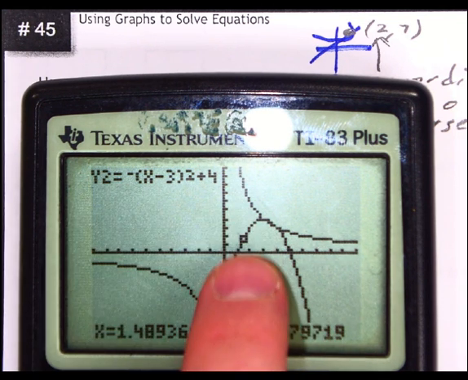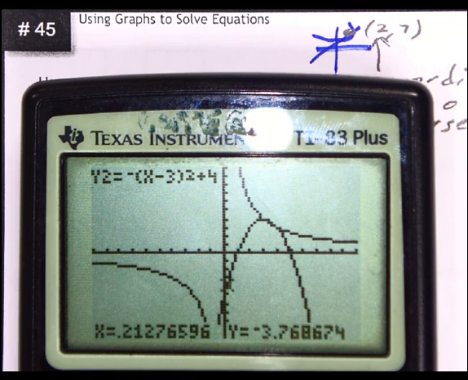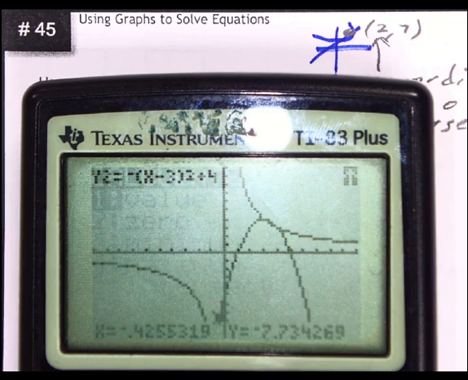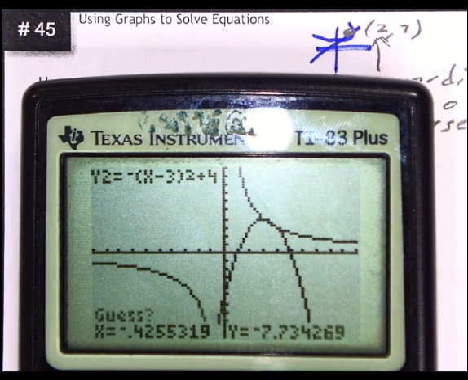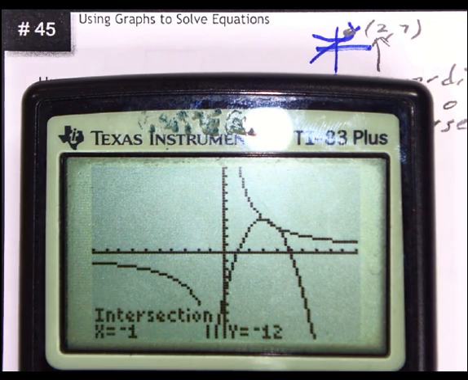So I push the down arrow, jump to the parabola, slide over a little bit. That's kind of close. I'm guessing where I think it crosses. Then second calc, intersect, enter, enter, enter, and bam, there it is. It's at -1, -12. So my 3 answers were -1, 3, and 4.